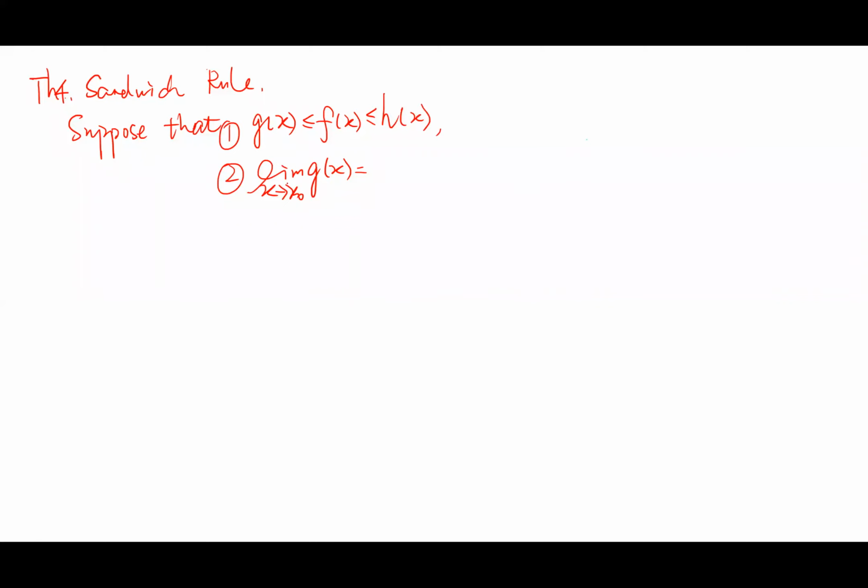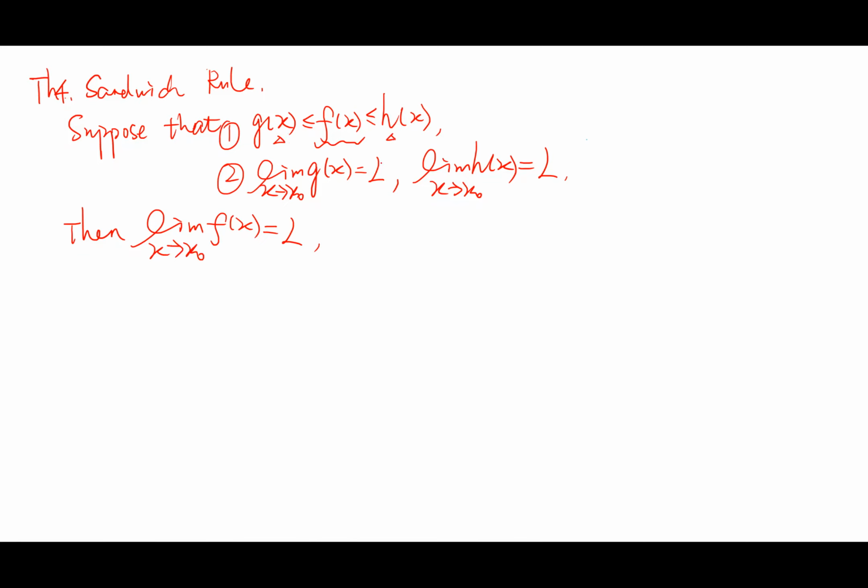Okay, the second condition: the limit of the function g(x) is L here, and the limit of the function h(x) is also L. Then we have the conclusion: the limit of the function f(x) as x approaches x0 is also the constant L. Because f(x) is in the middle of the two functions, and these two functions have the same limit, the limit of this function is also the same constant L. That's why we call it the sandwich rule, the sandwich theorem. Okay, guys?